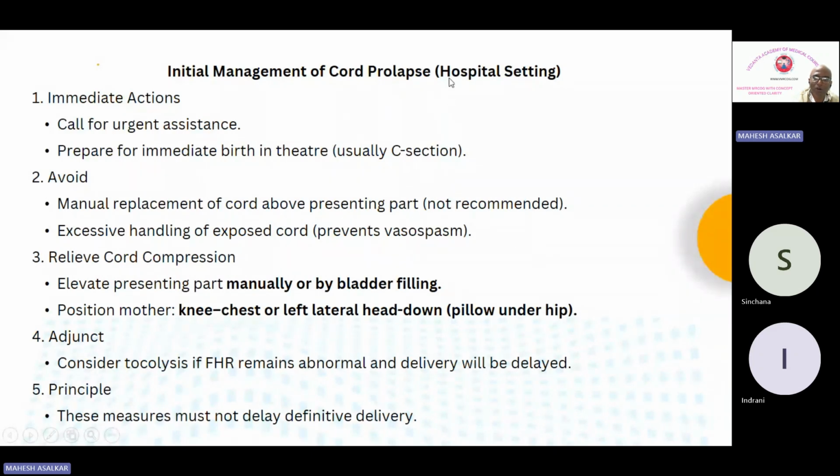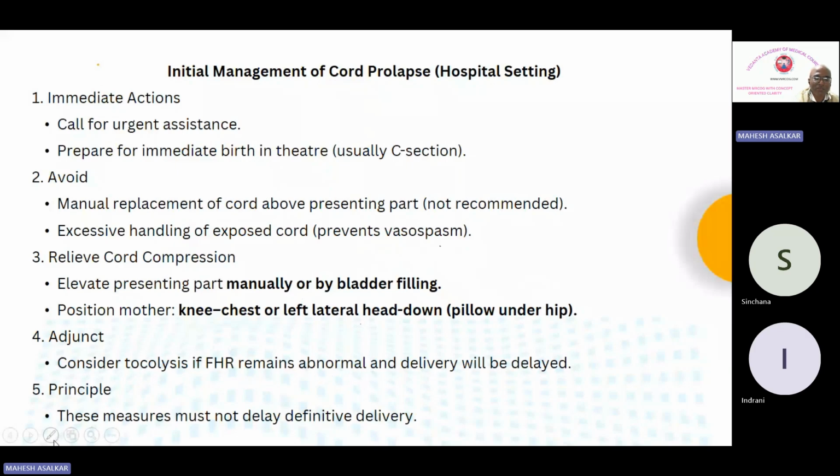Okay, this is the position in the hospital setting. And consider tocolysis if FHR remains abnormal and delivery will be delayed. So if the scenario says that these are the findings you have done up till now, this is done, this is done, this is done, the FHR is abnormal and the OT is busy, previous section is over and it will take 10-15 minutes to get shifted, then we might have to consider the tocolysis if the FHR is abnormal and delivery will be delayed.